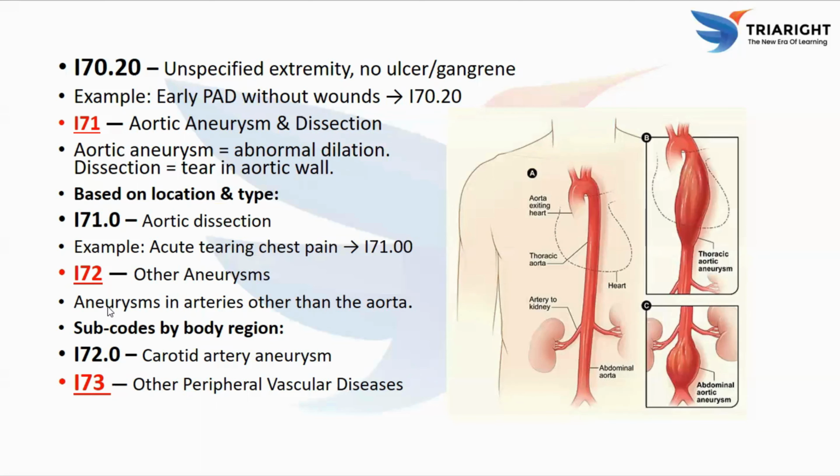So next, coming to I73, it describes other peripheral vascular diseases. What does this code include? This includes the peripheral vascular conditions which are not caused by atherosclerosis. What are the examples of these other peripheral vascular diseases? Buerger's disease, Raynaud's syndrome, and intermittent claudication.